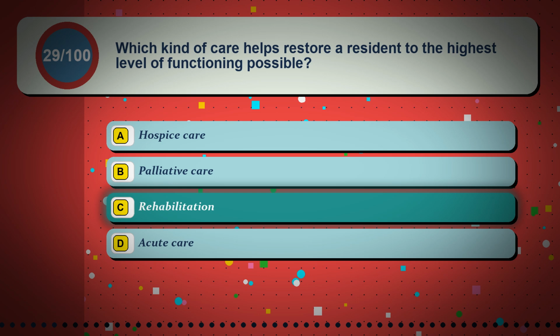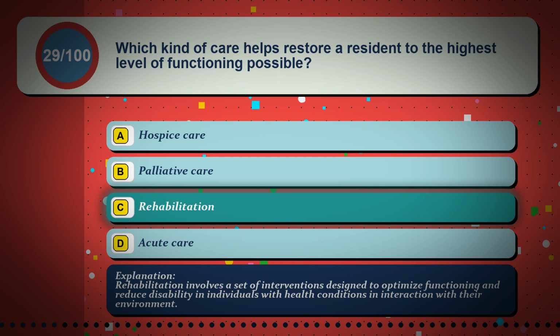The correct answer is option C, rehabilitation. Rehabilitation involves a set of interventions designed to optimize functioning and reduce disability in individuals with health conditions in interaction with their environment.